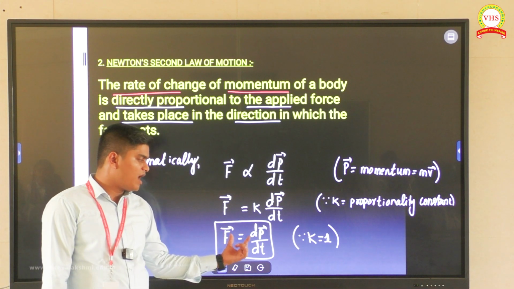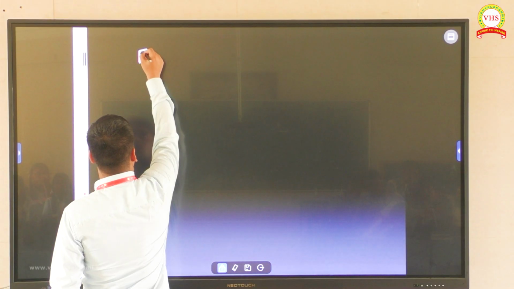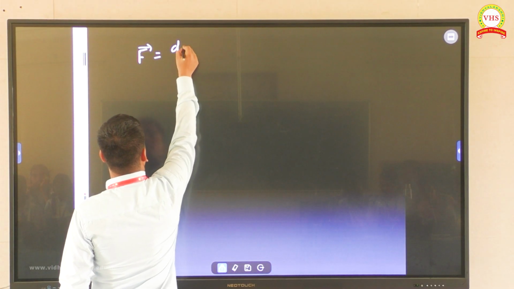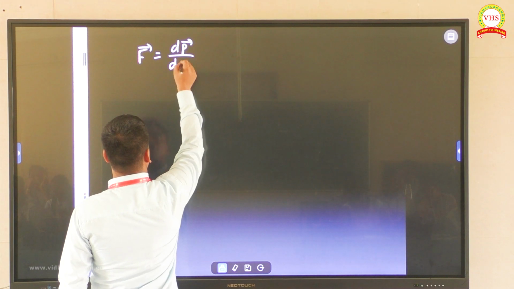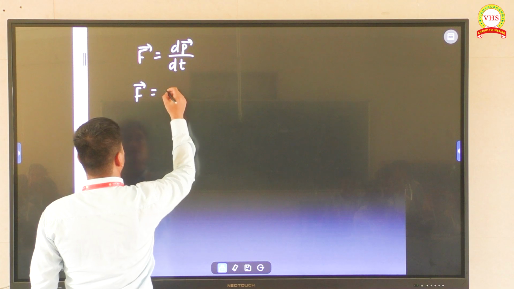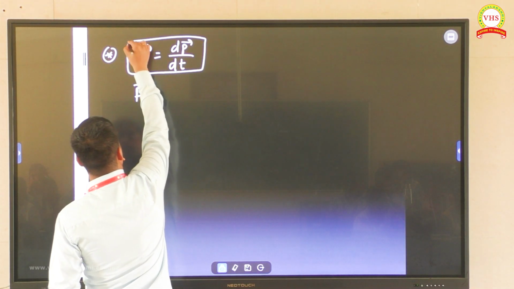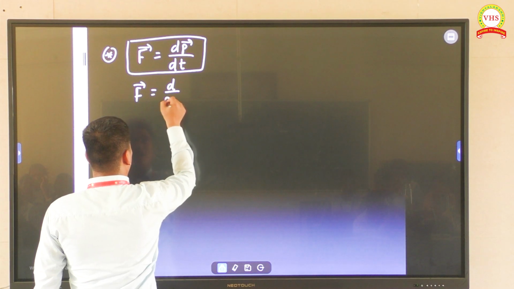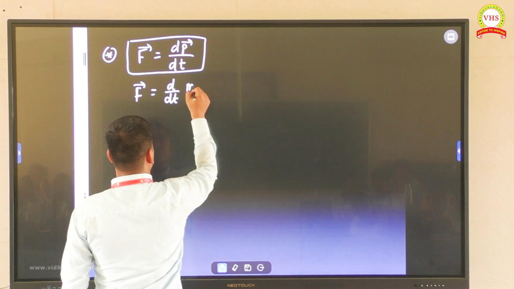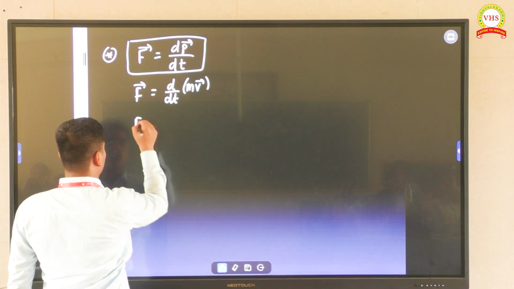Now from this formula, so many things we can derive and understand. F equals dp by dt. I'll do a little analysis here, so I'm writing a star mark point. This is the formula I already have. Now tell me, what is p? Mass into velocity.